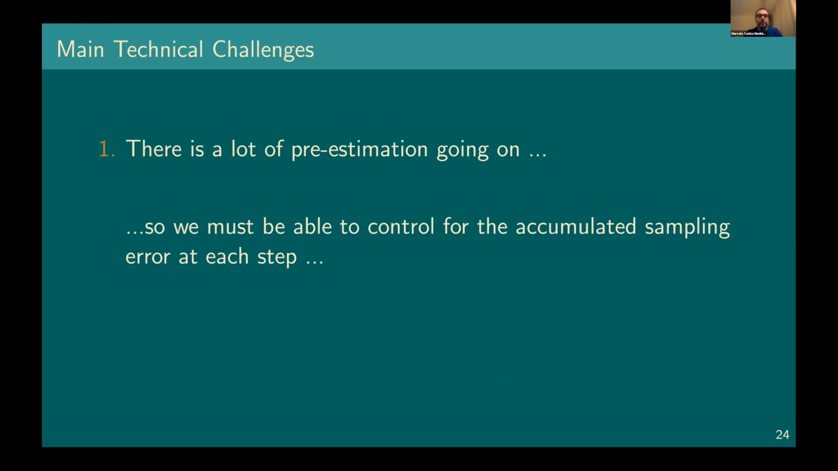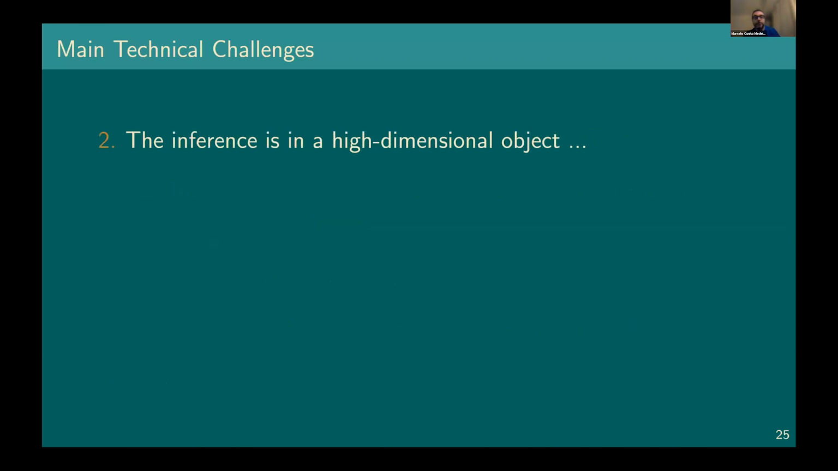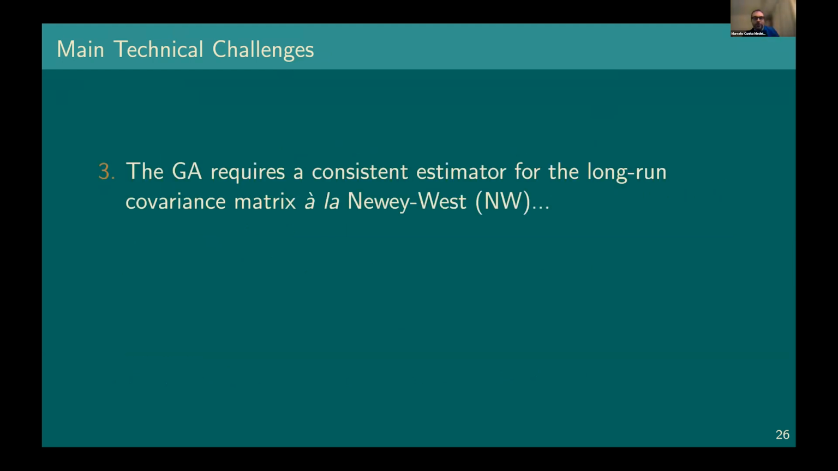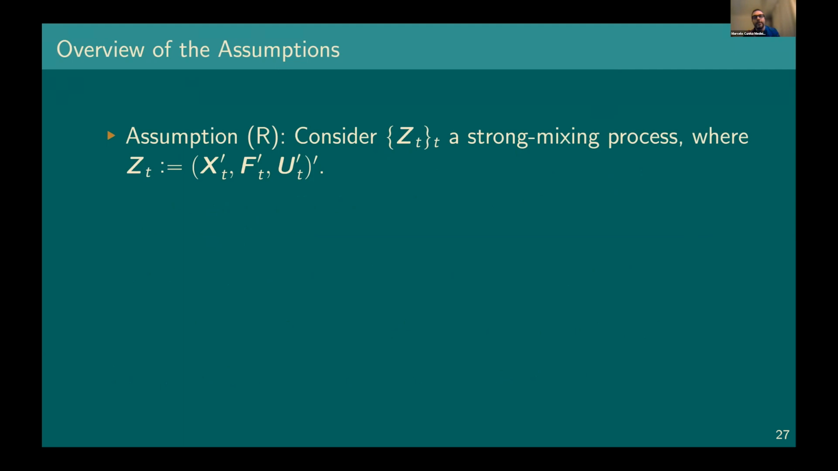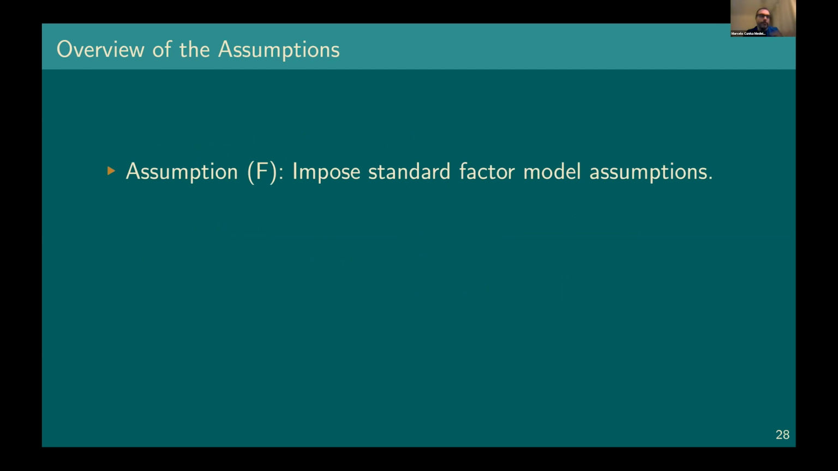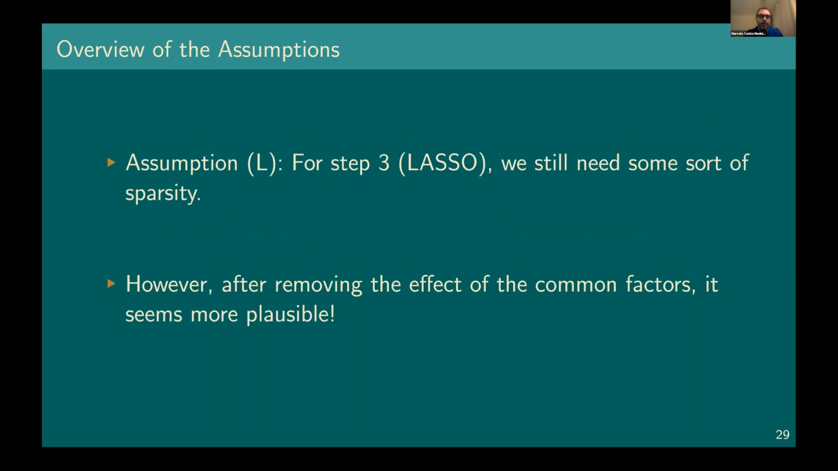Lots of estimation going on, so we have to control for the accumulated sampling error in each step, and we have to do this uniformly in i and in t. The inference is on a high dimension object with serial dependence, so we need this Gaussian approximation for dependent data. We need that sort of Newey-West type of matrix in high dimension. Our data is a strong mixing process. We bound things by Orlicz norms. I'm going to show you results for the polynomial case. Assumptions are basically the standard. I'm going to skip them.